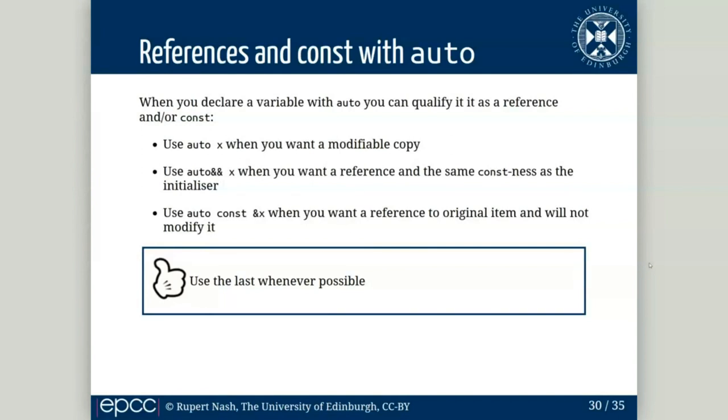So we can use references and we can use const with auto. And we have some examples here. If we say auto x, we'll get a modifiable copy. That's a variable that we can update. If we use auto double ampersand, that's not a mistake, they are double ampersands, and then x, you want a reference and you want the same constness as the initializer. So if the initializer, which could be a function, returns a constant, then you'll get a constant. If it returns a non-const or a variable, then you'll get that. And that just says that I don't need to worry about it. It'll be automatically done for me.